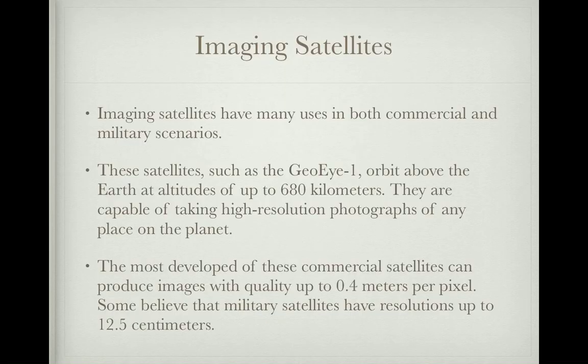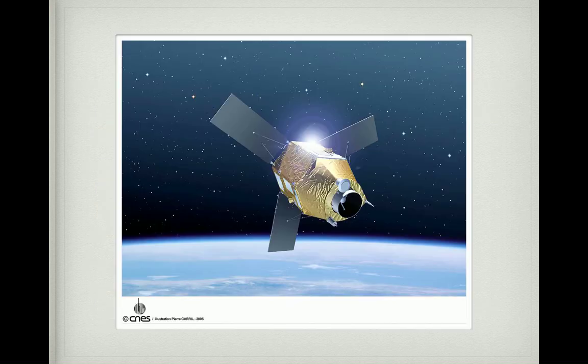Imaging satellites. They have many uses in both commercial and military scenarios. These satellites, such as the GEOI-1, orbit above the Earth at altitudes of up to 680 kilometers. They are capable of taking high-resolution photographs of any place on the planet. The most developed of these commercial satellites can produce images with quality up to 0.4 meters per pixel. Some believe that military satellites have resolutions up to 12.5 centimeters, although this is unlikely.